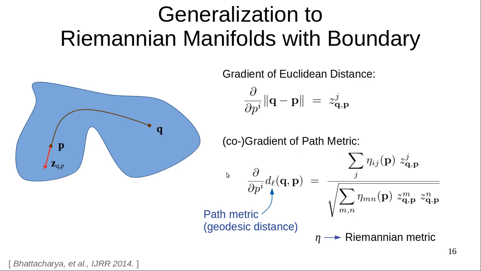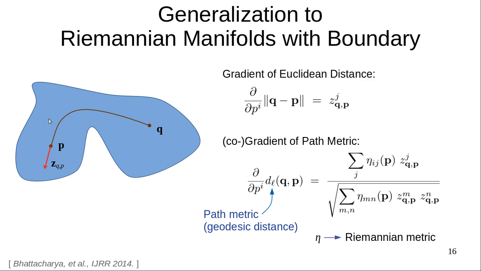A little bit of a technical detail is that this quantity here is not really a vector. It's not a contravariant vector, it's a covariant vector. So this is what is known as the cogradient. There is a subtle difference, but at the end of the day, what really matters is that the gradient of the path metric can be computed based on the knowledge of the tangent to the shortest path or geodesic at the point P, right? So the gradient of the path metric depends on the tangent to the shortest path at the point P and also the Riemannian metric at the point P.